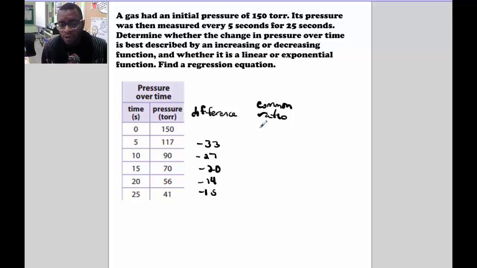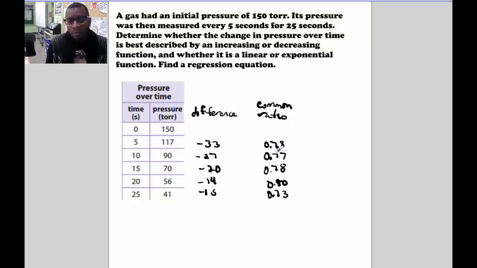But if we look at our common ratios, between the first two successive values, we get a common ratio of 0.78. If we find the ratio between the second two, we get 0.77. Then the third one is 0.78. And then we get 0.80 and 0.73. So even though our common ratio is not exactly the same each time, they're very close together. So we expect this function to behave exponentially.